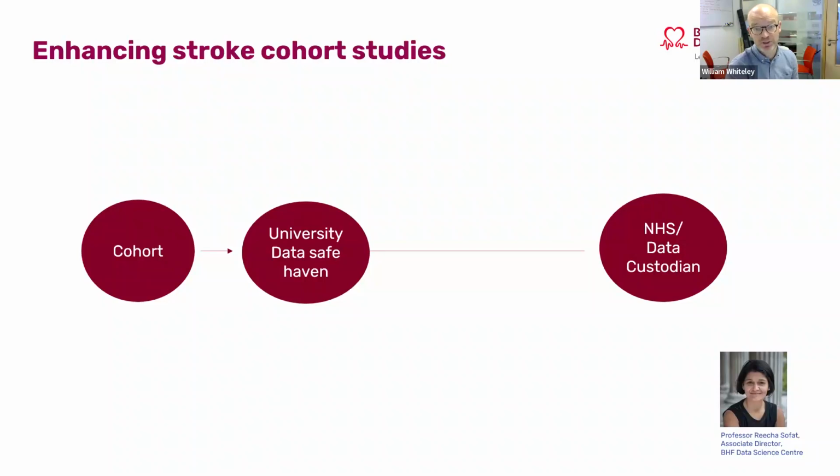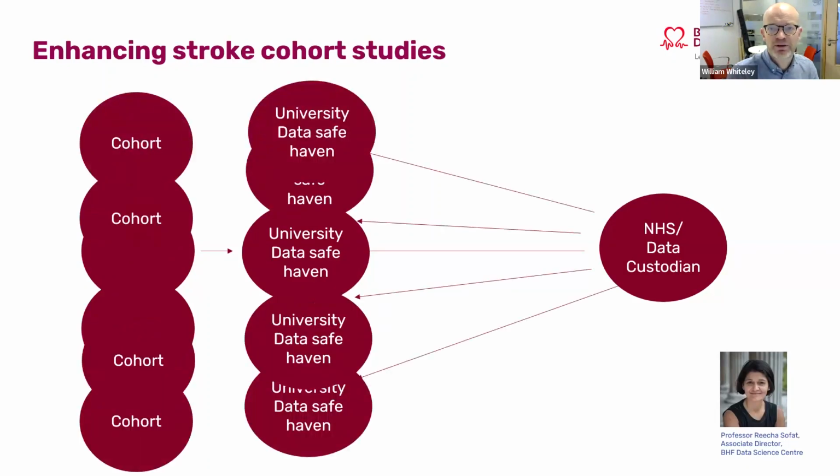So you can, for example, work out who's been admitted to hospital with a stroke from your cohort. The problem is that there are many hundreds of cohorts that take place in the United Kingdom each year. There are many university data safe havens, so that means there are many, many copies of NHS data sitting across multiple environments, which requires that every single environment has to work perfectly to keep the data safe.